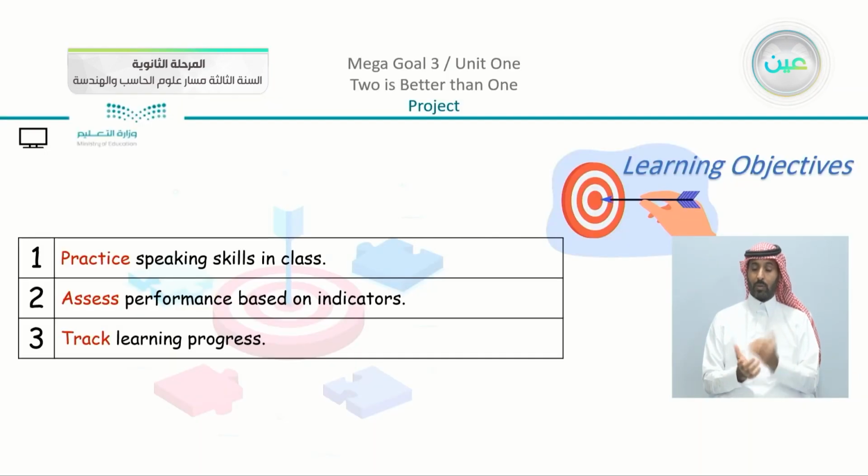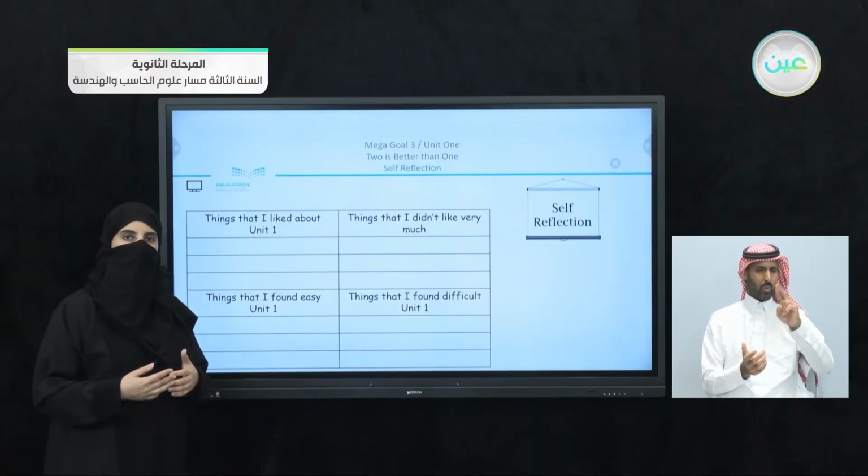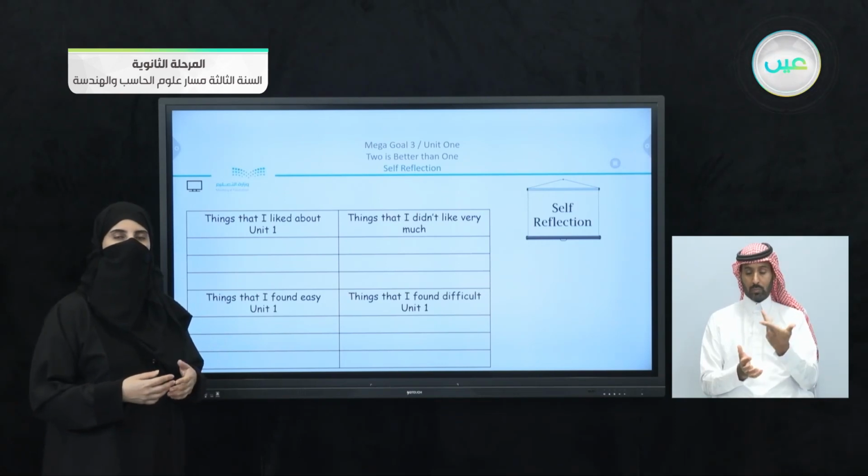Assess performance based on indicators and track learning progress. So we have in the book the self-reflection, we have the table. Now the table is divided into 4 parts. We have the first part, things that I liked about Unit 1. What did you like? What are the things that you found interesting? It may be one of the topics, maybe something that you read.